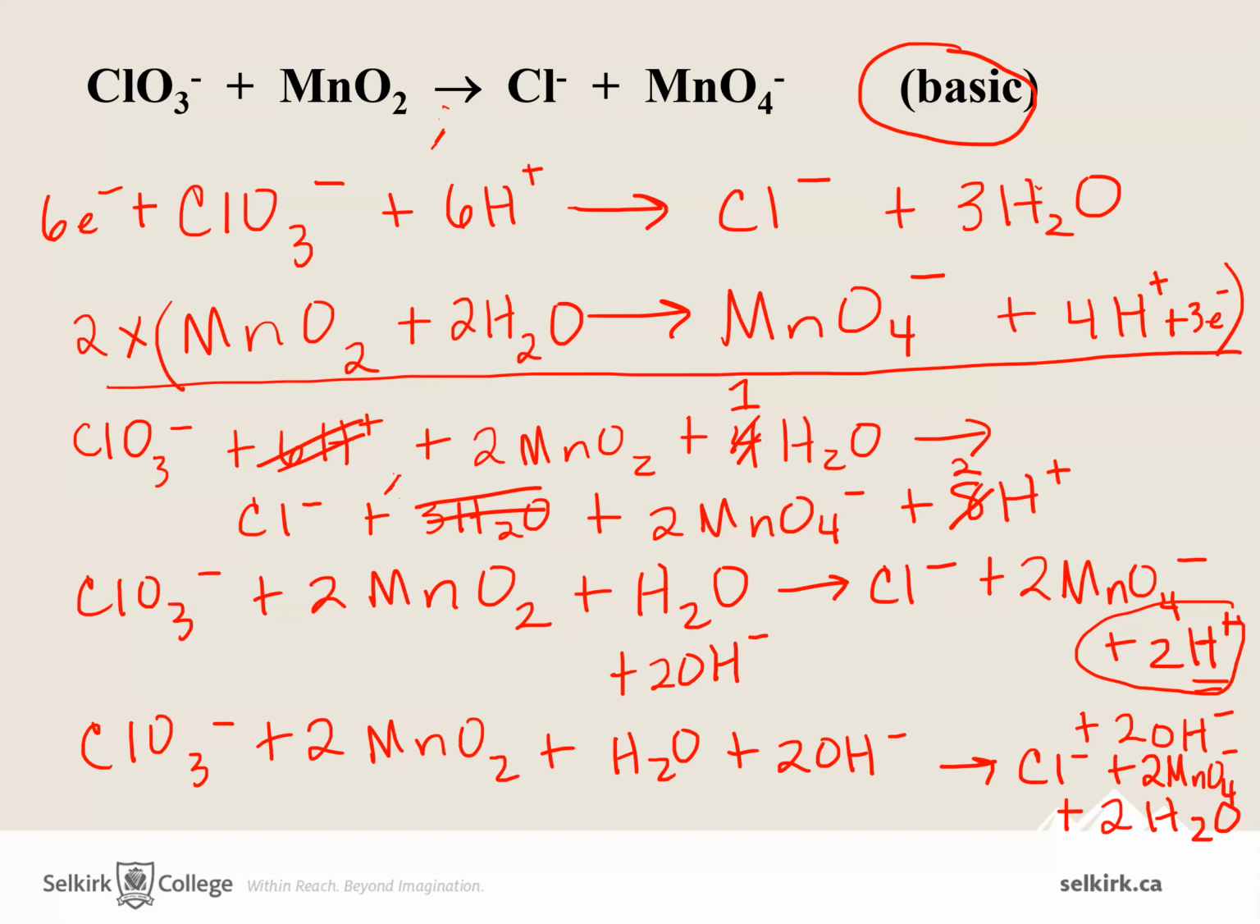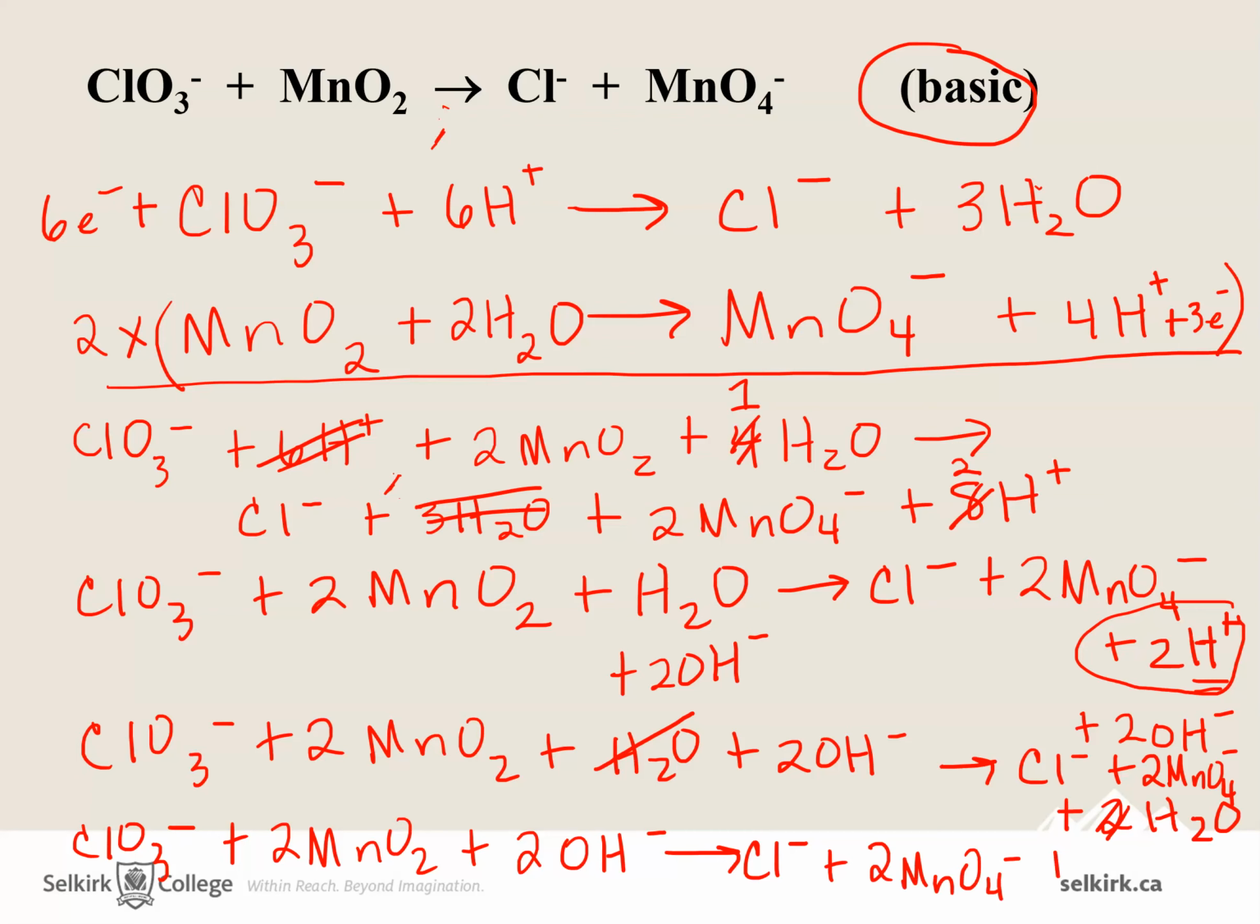Now, are we done? I think I can make it a little better. Now I've got water on both sides. So I'm going to tidy this up by getting rid of one water from the left-hand side and one water from the right-hand side. Here's what's left. ClO3 minus plus 2 MnO2 plus 2 OH minus gives me Cl minus plus 2 MnO4 minus plus H2O. I think I'm balanced in base. How do I know I'm in base? I see hydroxide ions in my equation.